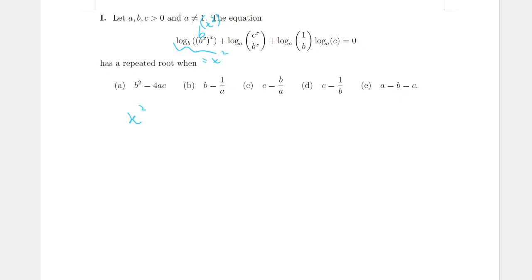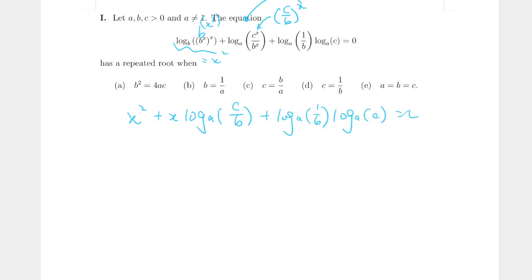How about the next one? You can also take the x out by log rules. It's x times log a of c over b, because the expression inside is (c over b) all to the x, so you pull the x power in front. Plus, the last term, log a of 1 over b, log a c, equals 0.